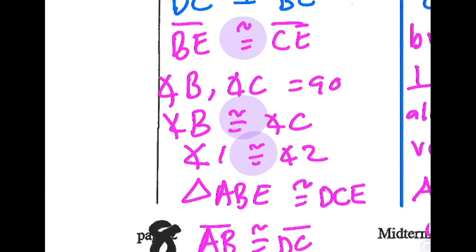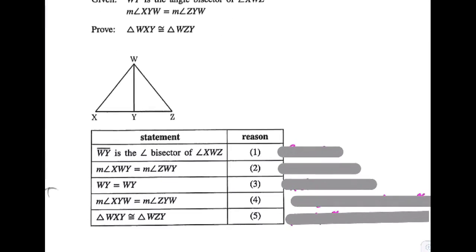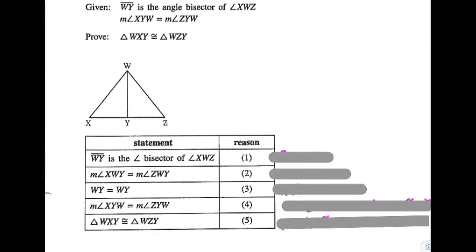Okay, so pages 9 and 10 are the actual midterm review proofs, which we actually started on the last page there, but now there's several more. This one here just didn't give you any room to write the reasons, so I just wrote them to the side.